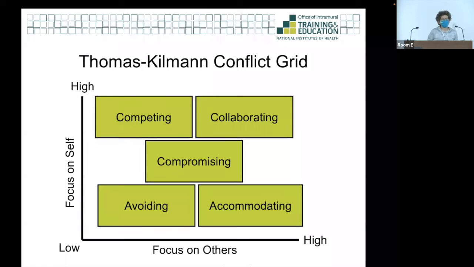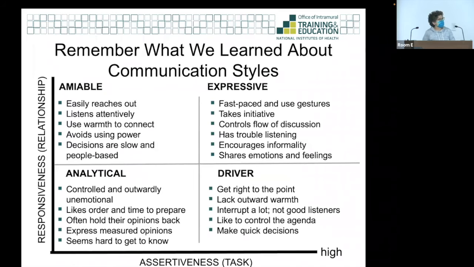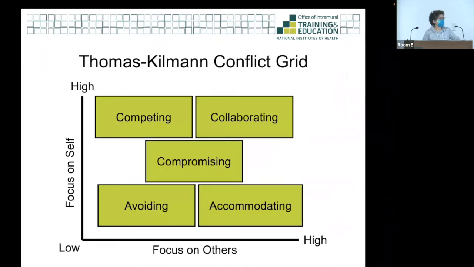All of us have a typical go-to conflict style. Just like we have a typical go-to communication style, 1 or 2 that we tend to use a lot, we tend to have 1 or 2 conflict styles that we use a lot. So if our PI tends to use an avoiding style and we really need to address an issue with them, that's going to be hard because their preference is to not get involved.